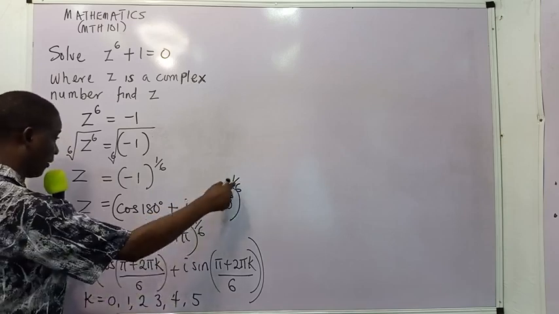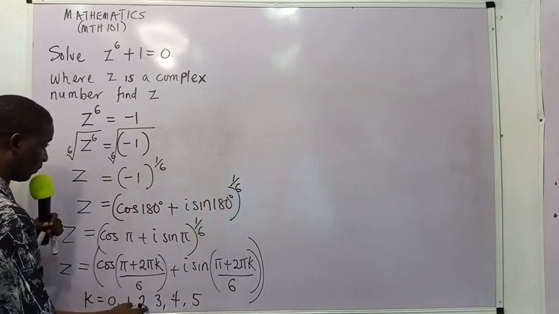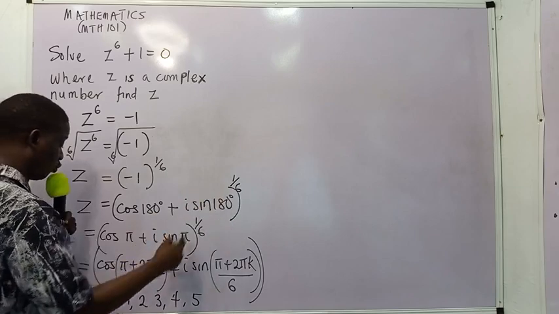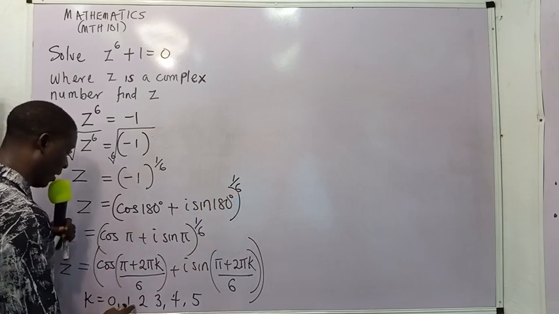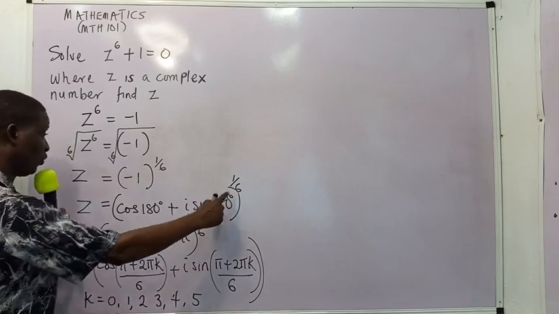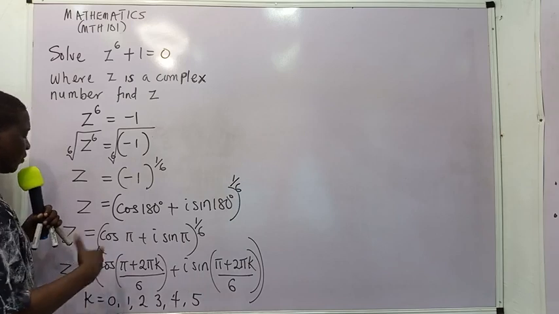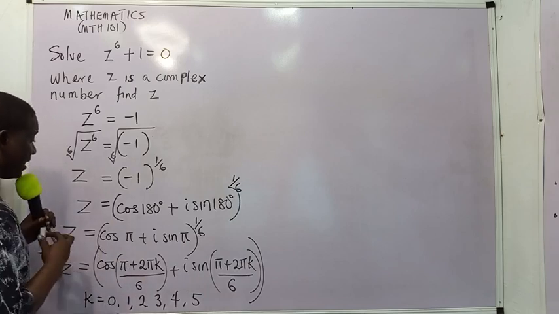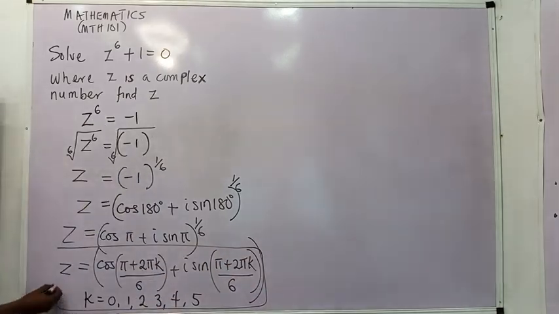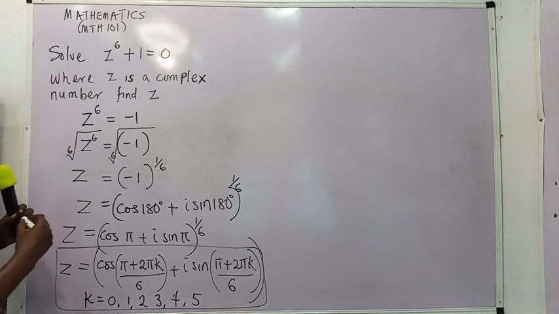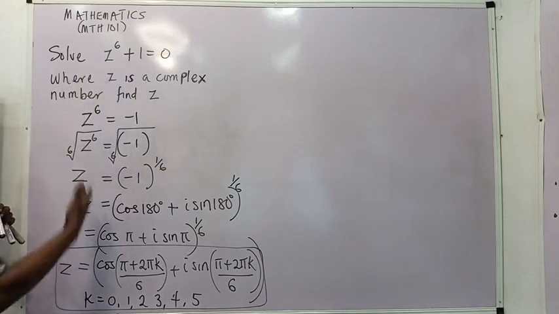A third root, with power 1 over 3, we end at 2. A 4th root will end at 3. A square root of the complex number will end at 1, so the root is 1 over 2, and so forth. So your answer can be presented this way. It does not mean that it's not correct; it's correct for this particular question.